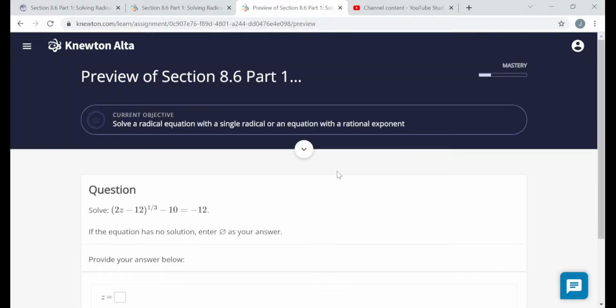Now this time, we have solve a radical equation with a single radical, or an equation with a rational exponent, right? A fraction exponent. Remember, these fraction exponents can be written as radicals if you so wish. So yeah. Either way, though, you work these pretty much the same way that you did with the square root equations. All right, so I'll write this one out and show you what I mean.